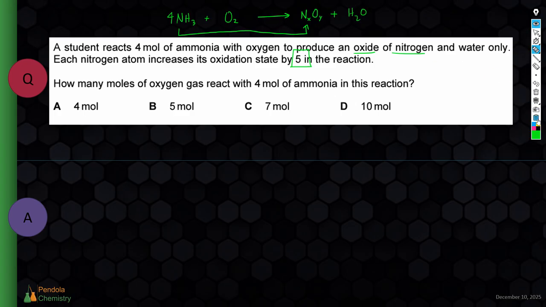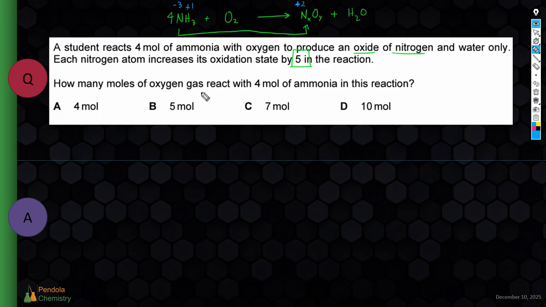So if we look at ammonia, hydrogen has to be plus 1 because hydrogens are always plus 1 unless they're with a metal. That's plus 3 in total, so the nitrogen needs to be minus 3. If the oxidation number, or oxidation state, which is the same thing, of this nitrogen increases by 5, it goes from negative 3 plus 5, which will give us plus 2. So here, the oxidation number of the nitrogen in the product will be plus 2.